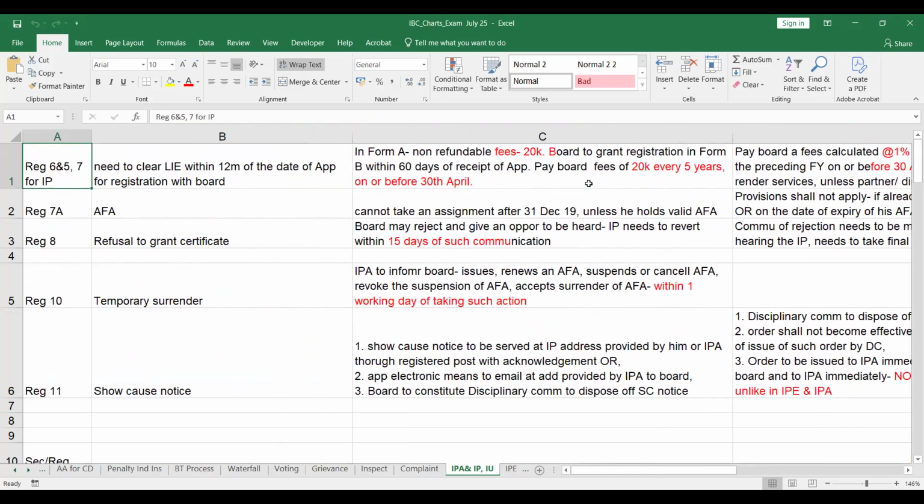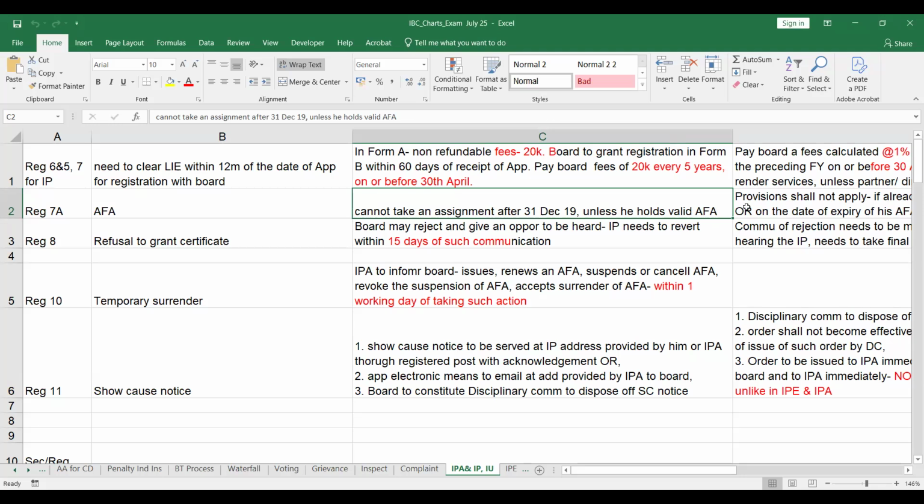Another important point is regarding the authorization for assignment. This authorization for assignment is similar to a certificate of practice. This amendment was made in December 2019, and they said that you cannot take an assignment after 31st December 2019 unless you hold a valid authorization for assignment.